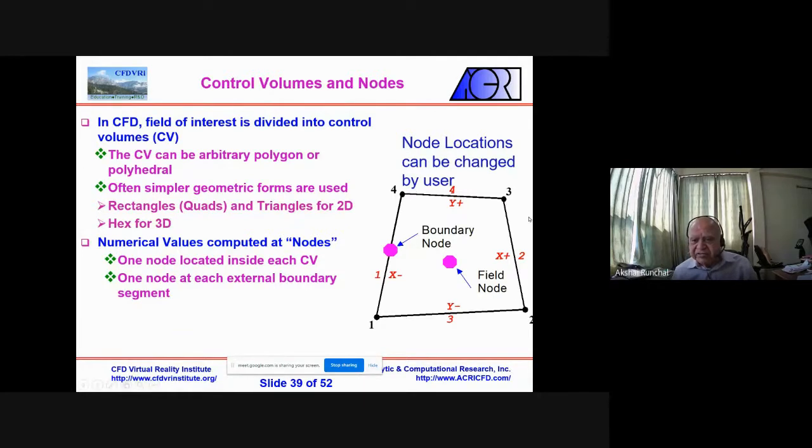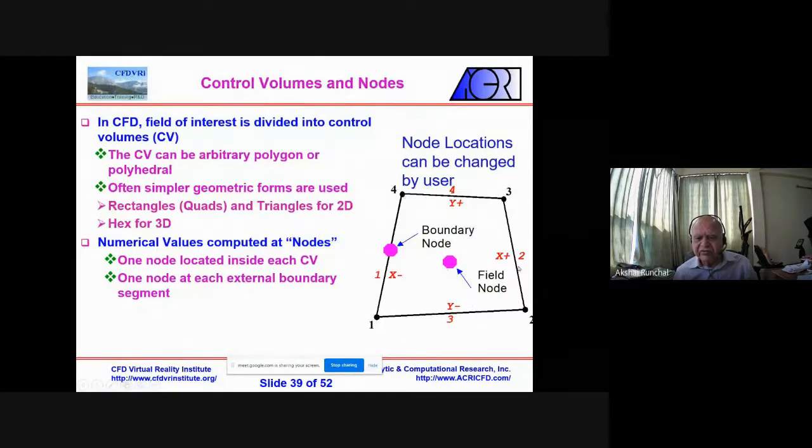And basically look at this volume. There is typically a field node in this control volume, placed somewhere in the middle, it doesn't have to be the center, and they could have a boundary node, and it has a general direction of flow. This of course is a simple illustration, but the numerical values are computed at these nodes. Boundary nodes are typically either specified or inferred from simple geometric relations, from boundary conditions. So the field nodes are the ones that matter.